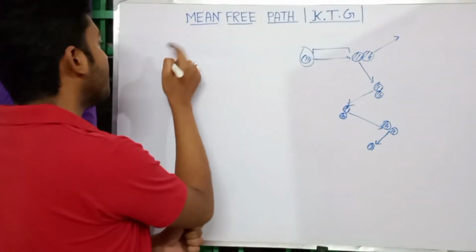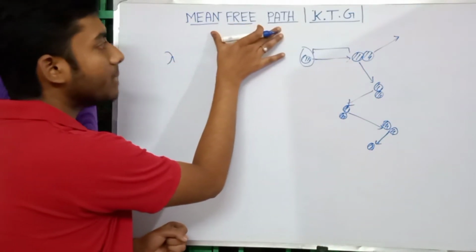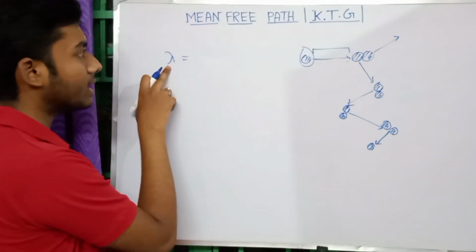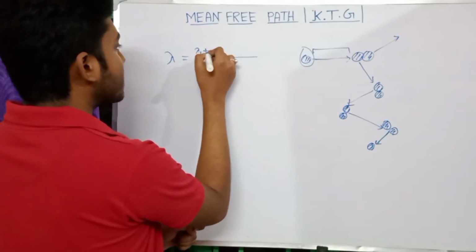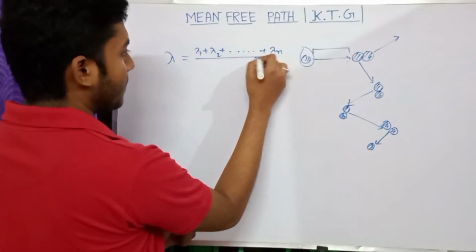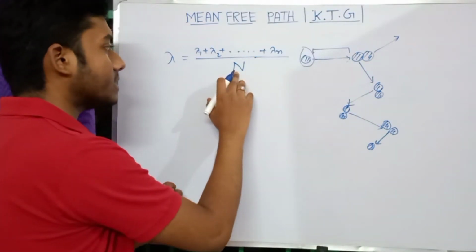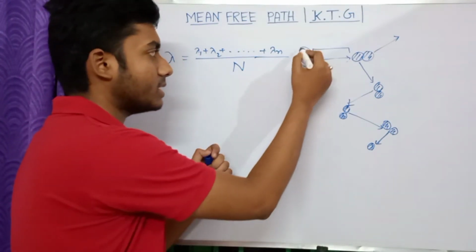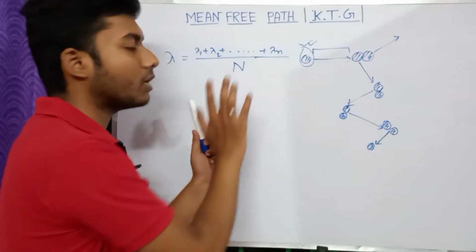Now what is mean free path? We denote the length of the mean free path with lambda. So our mean free path lambda is equal to lambda 1 plus lambda 2 plus up to lambda n, divided by n, where n is the number of collisions executed by one gas molecule. Suppose this is our gas molecule; it will execute n number of collisions.